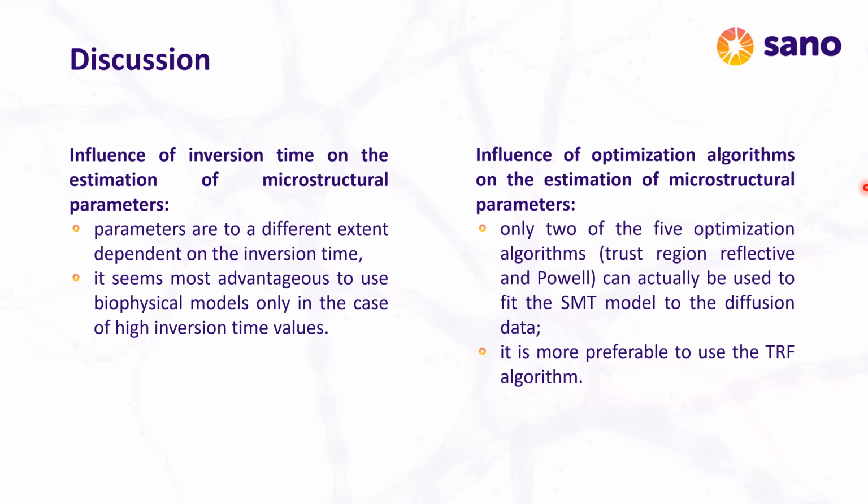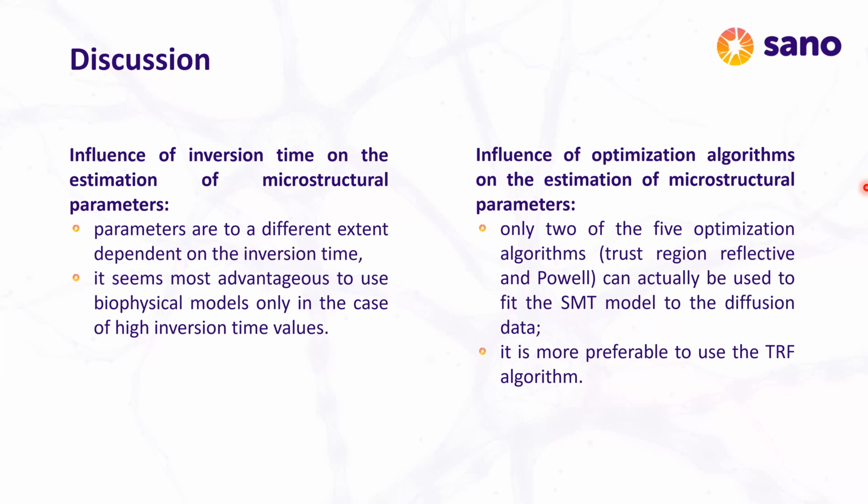And therefore it seems more advantageous to use biophysical models only in the case of high inversion time values, because then we can correctly estimate all of the microstructural parameters and not only some of them. And in the case of tested optimization algorithms, only two of them, trust region reflective and Powell, can actually be used to fit the SMT model to the diffusion data.